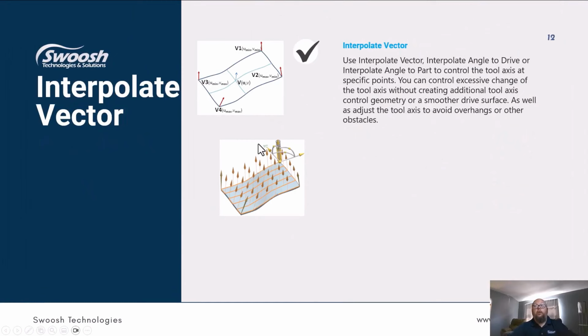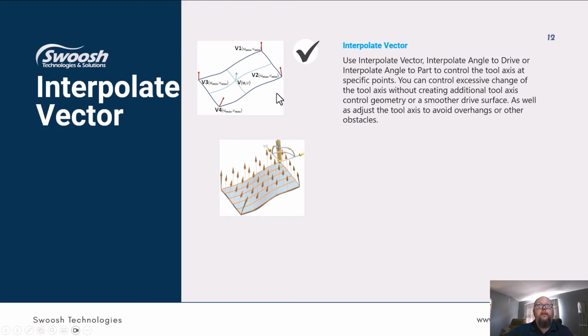One of them, one of the popular ones and something that's definitely worthwhile learning, is interpolate vector. You can have immense control over your tool axis with interpolate vector, but it also requires a lot more effort. Essentially, any drive surface ultimately has 4 system-generated vectors, and they're all at the corners of your drive surface. Those will be there anytime you're using the surface area drive method. And you'll get some vectors there.